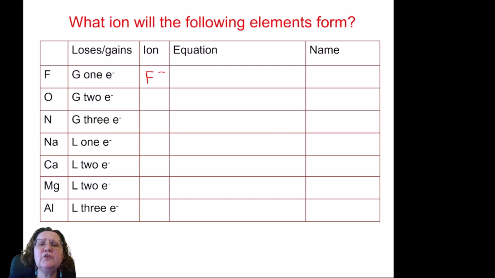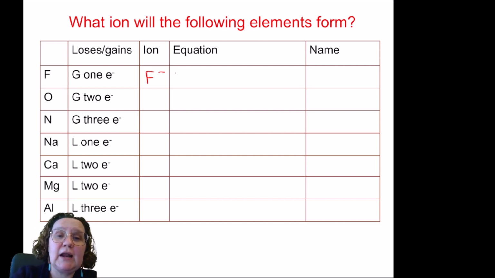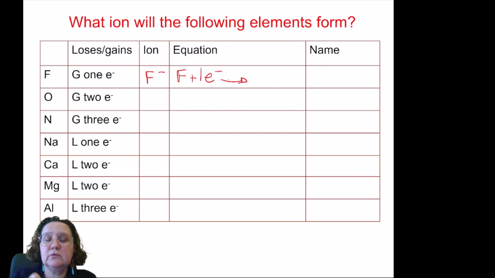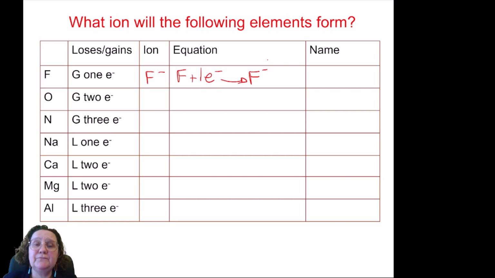How will the equation look like? Well, in a similar way to when I did the equation for chloride, we could represent this gaining of electron in a chemical equation in the following way. An atom of fluorine gains 1 electron, and the product will be the ion of fluorine.